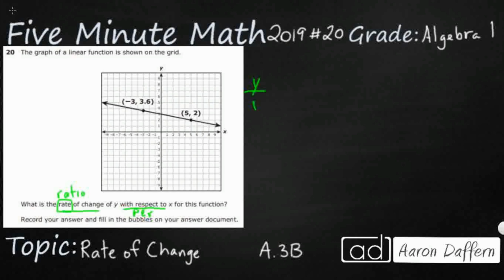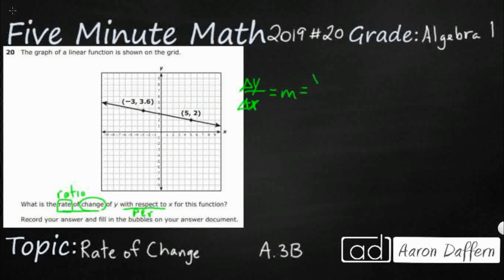So y over x. And we're looking for the change. If we're looking for the change, I'm going to put this little triangle. It looks like a triangle, but it is actually the Greek letter delta, which means the change. So the change in y over the change in x. Hopefully, you are thinking change in y over change in x. That's my slope. And if you're thinking that, you are correct.